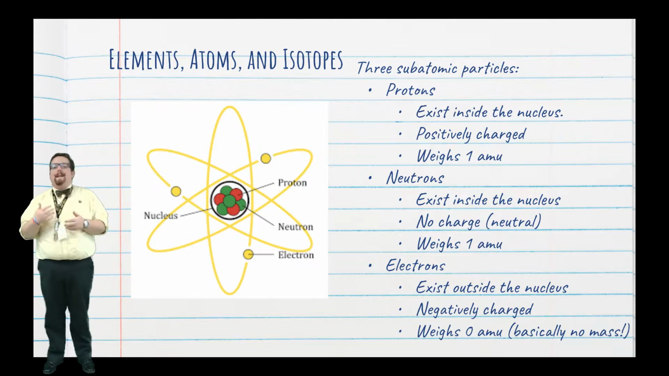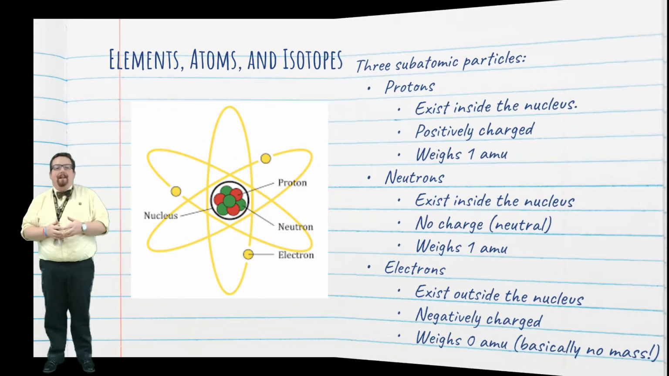There are protons, neutrons, and electrons. Protons exist inside of the nucleus, are positively charged, and weigh 1 atomic mass unit, or AMU. Neutrons are very much like protons. They exist inside the nucleus and they weigh 1 AMU, but they do not have a charge. They are neutral. And finally, electrons exist outside of the nucleus. They're negatively charged and they basically weigh nothing. Their mass is so small, we just say that it's 0 atomic mass units.